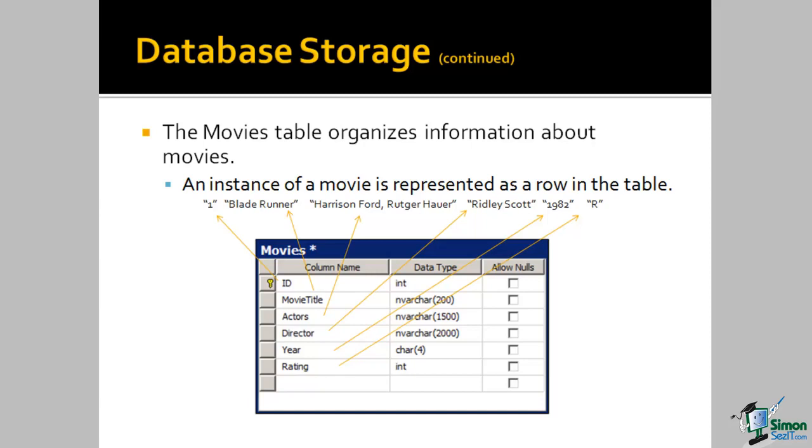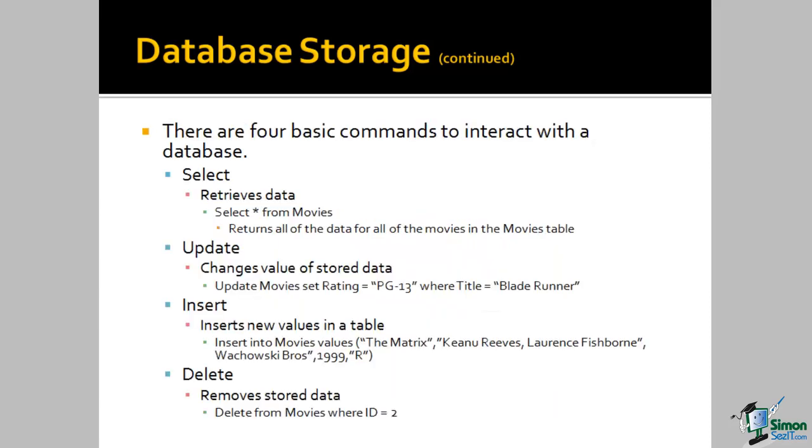The table is defined as having an ID field, a movie title field, an actor's field, a director's field, a year field, and a rating field. When we ask the database to give us an instance, to give us a row from this table, what we receive in return is the data associated with one movie. So how do I ask the database for this data?